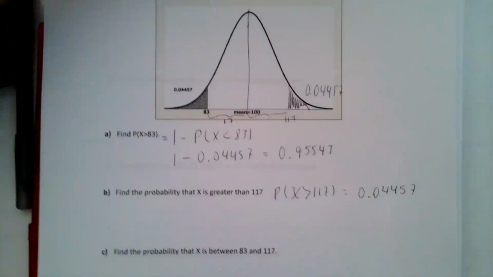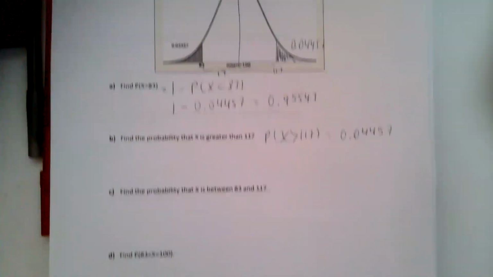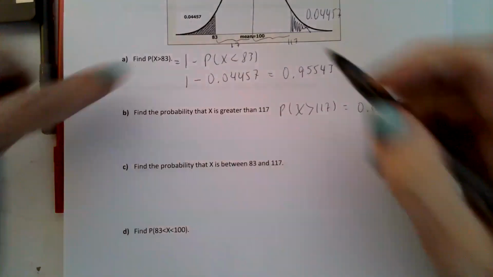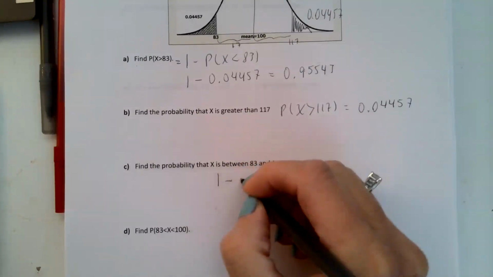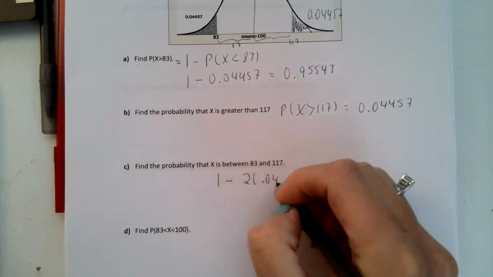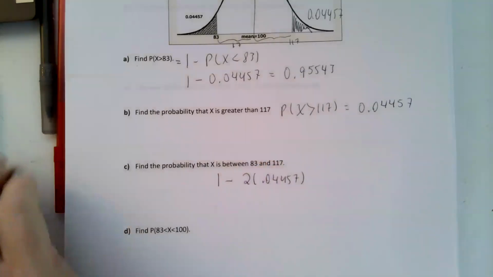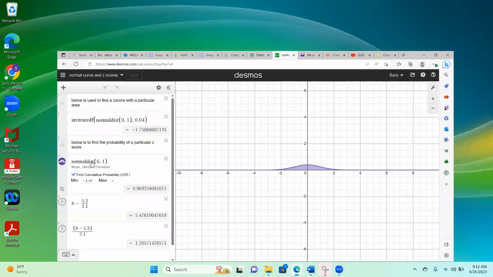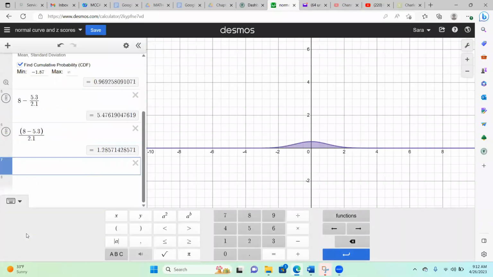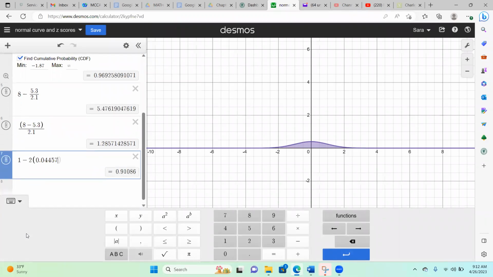So it should also be the same probability. Next says, find the probability that X is between 83 and 117. So that is between the two spaces that we already know. So that means it's going to be 1 subtracting 2 of the 0.04457s. And we can do that on Desmos. Here, I'm going to do that down here at the bottom. So 1 minus 2 times 0.04457. And so that space should be 0.9106.